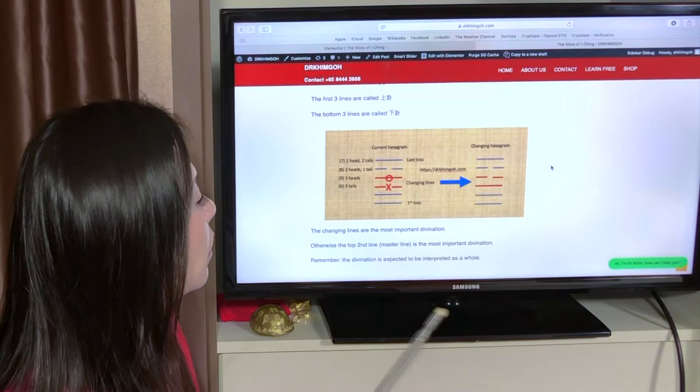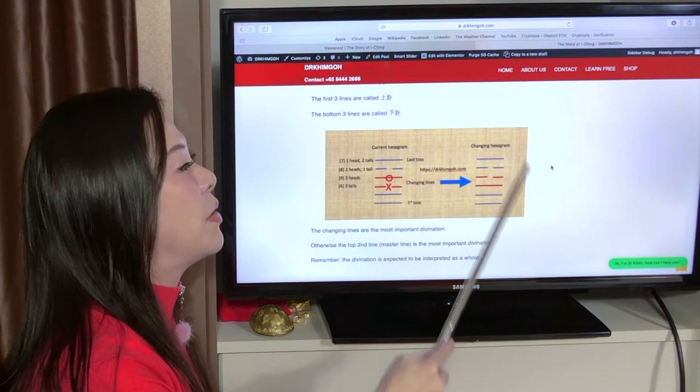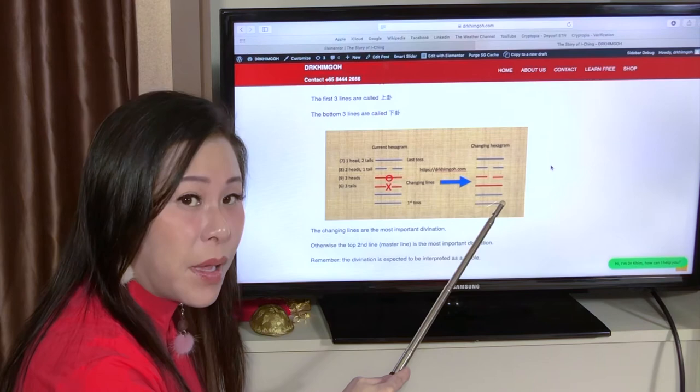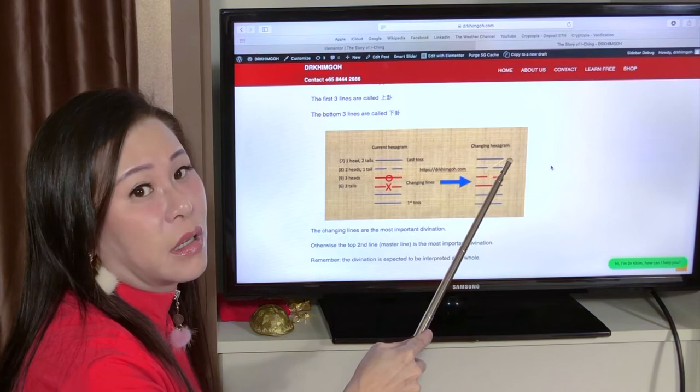So if there's a changing line, you can read this one, the current situation, then you read this one, the future, then you pay attention to the changing line. But you still have to read all the six lines, because this is the initial, primary school, remember? Then slowly you proceed to secondary school. This is a progression, so you always read the whole chart.